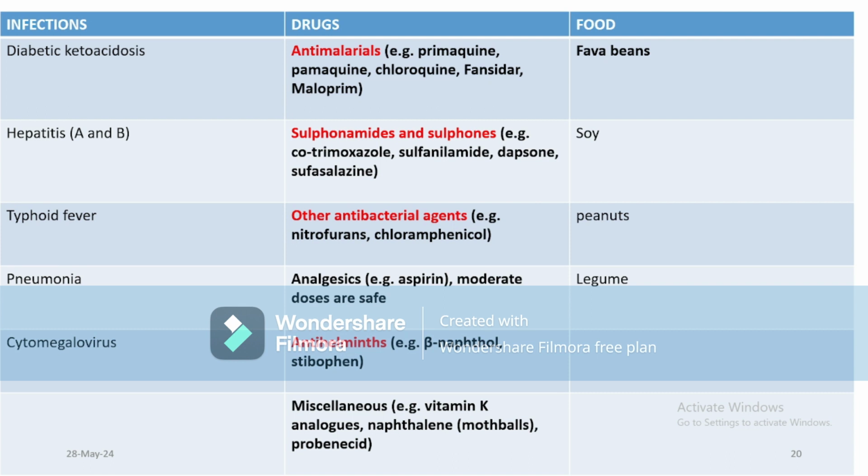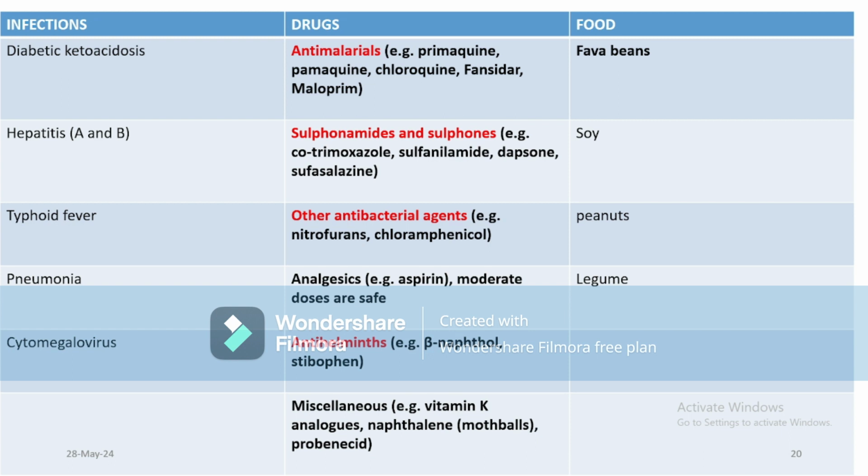And to most medical directors, every patient that is being given these drugs should be allowed to check the G6PD level, because these anti-malaria drugs, primaquine, pamaquine, chloroquine, fansidar, quinine, all these drugs lead to hemolysis when the patient is G6PD deficient. Sulfonamides and sulfones, for example, cotrimoxazole, sulfanilamide, dapsone, and sulfasalazine, all these drugs trigger hemolysis. So if you are G6PD deficient, you are not advised to take these. Other antibacterial drugs like nitrofurans, chloramphenicol, all these drugs trigger hemolysis.